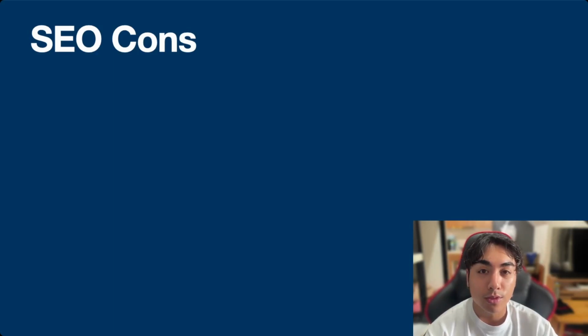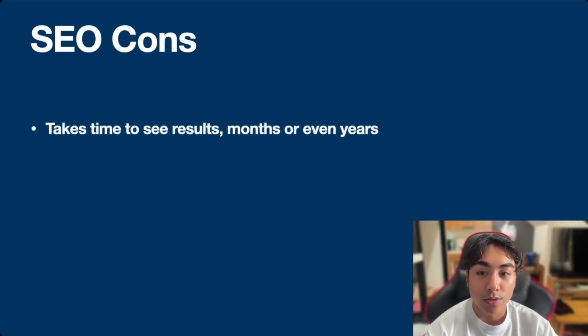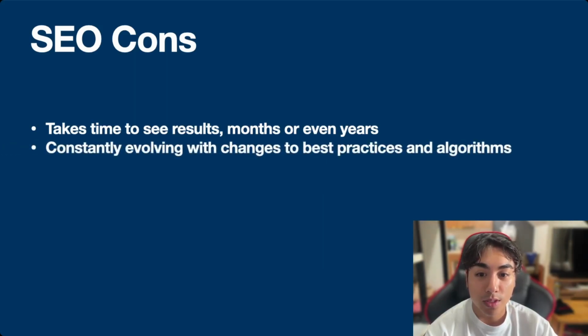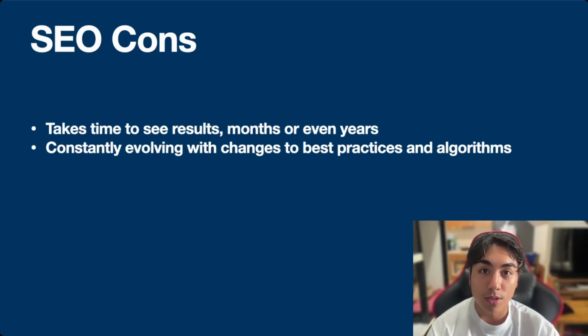Okay, so let's go over the cons of SEO. It takes time to see results, so months or even years. It's constantly evolving with changes to best practices and algorithms. So with this, you're at the mercy of the Google algorithm. If they change something, that could drastically increase or decrease your rankings. But compared to paid ads, any Google update won't affect your paid ads.